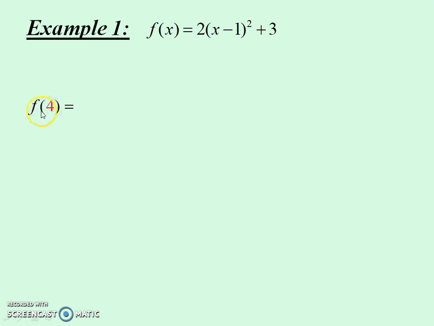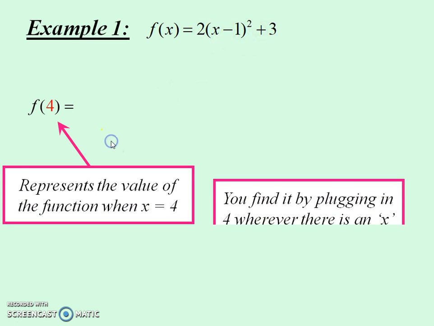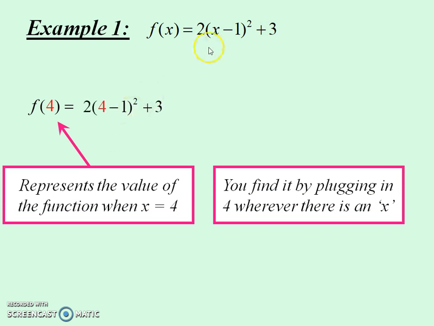particular x value. When I say f of 4, it means that I want to know the value of the function when x is 4. So I would take this function and replace the x with 4. Wherever there's an x, I'll plug in 4, and I'll perform the mathematical operation. 4 minus 1 is 3, 3 squared is 9, 9 times 2 is 18, plus 3 is 21. It means that f of 4 is 21. It's the value of the function when x is 4.